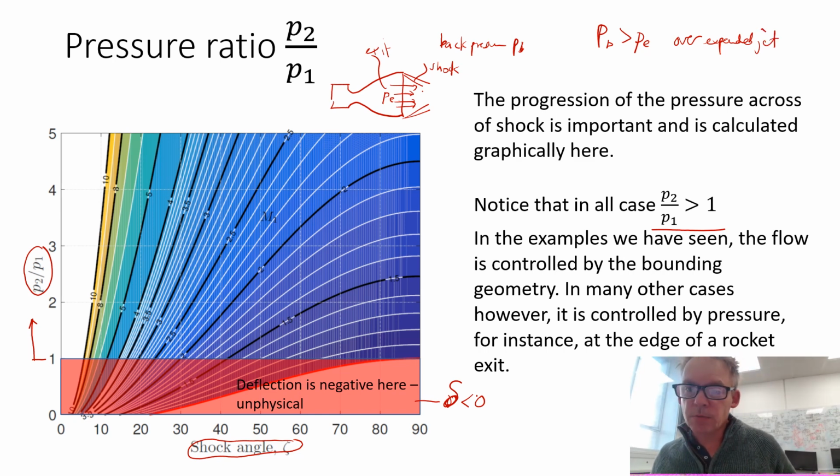And there are situations when the back pressure is less than PE, and in this particular case the exit pressure needs to be reduced, and so this is really a case of what we call underexpanded. You haven't expanded enough.